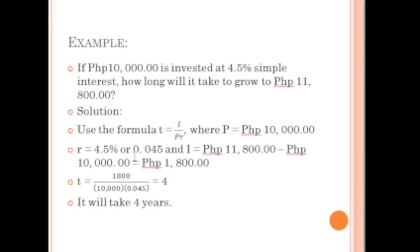And we need to substitute that into our formula to get the time, or T. So we have T is equal to I over P times R. So our I here is 1,800 divided by 10,000 times 0.045. And the answer is 4. So it will take 4 years for your 10,000 invested to reach 11,800.